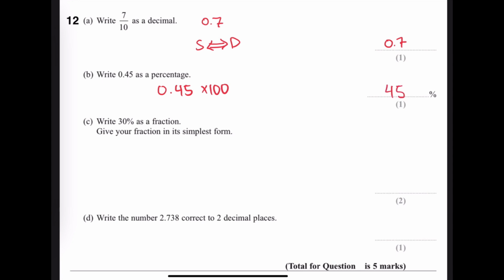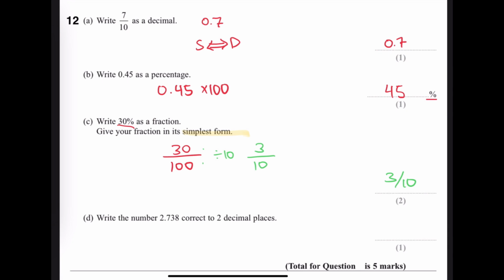Write 30% as a fraction and give your fraction in the simplest form. So we do 30 divided by 100. This is because when we did the percentage, we timesed it. Now we want to go back the other way, so all we do is divide it so we get it in the normal form. Now they do want it in the simplest form, so we just need to find something that we can divide both of them by. We can divide both by 10. So it will end up being 3 over 10, which is the answer.